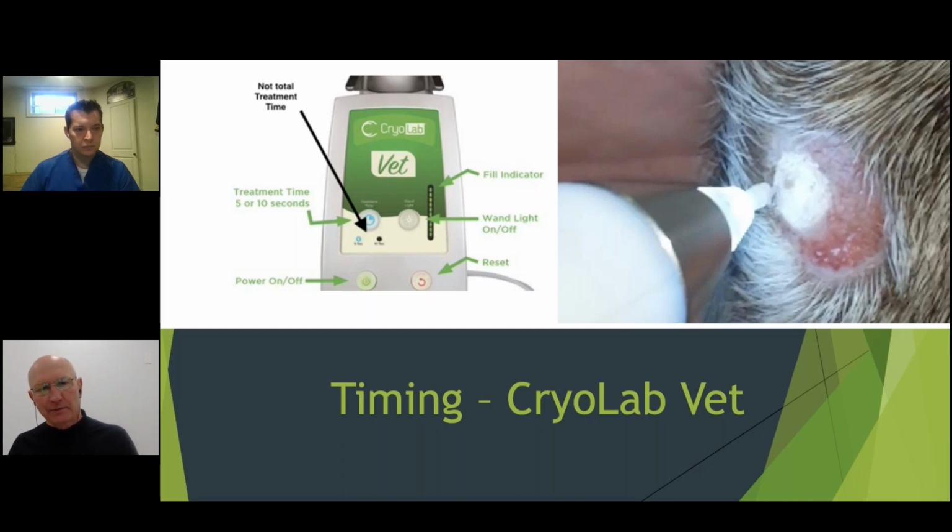And the CryoLab Vet, if you're not using the dual delivery, the CryoLab Vet is our basically instrumented delivery of cryogen gas using a spray. It kind of controls the whole process. And one of the things it does is it has a preset treatment time of 5 or 10 seconds. And on the wand of the CryoLab, you press the button and it'll spray nitrous oxide for either 5 or 10 seconds. We do that in part because you don't want nitrous oxide in an uncontrolled manner just spraying continuously.